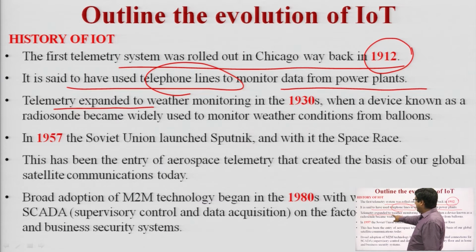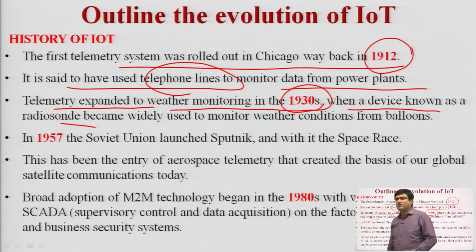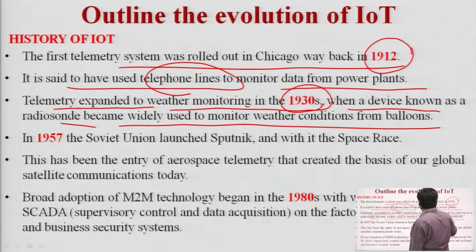Telemetry means long-distance communication, and it expanded to weather monitoring in the 1930s. We used telemetry to track weather conditions with a device known as a radiosonde. A radiosonde is basically a device carried in a balloon so that it can track the environmental weather. It became widely used to monitor weather conditions from balloons.